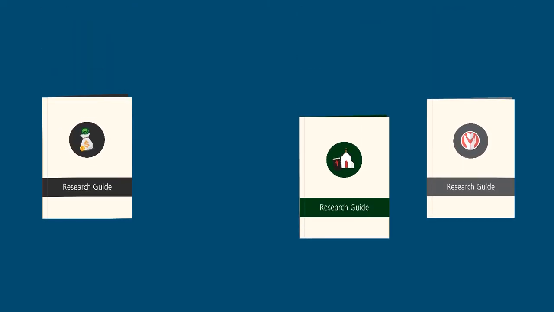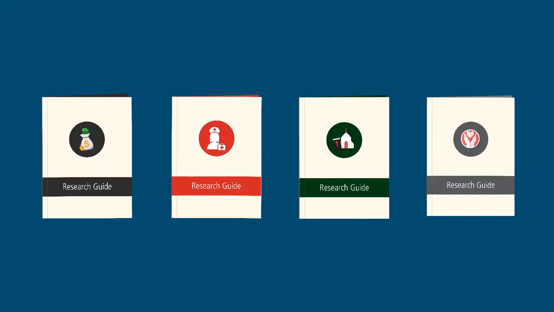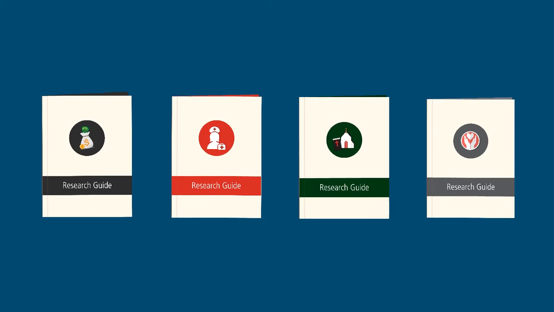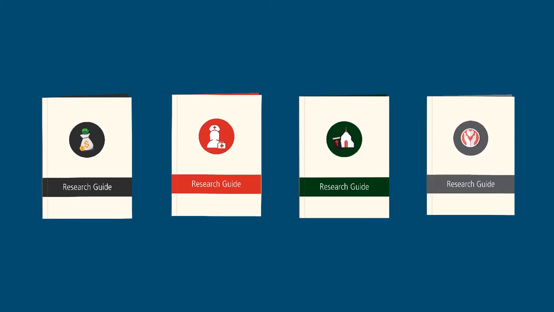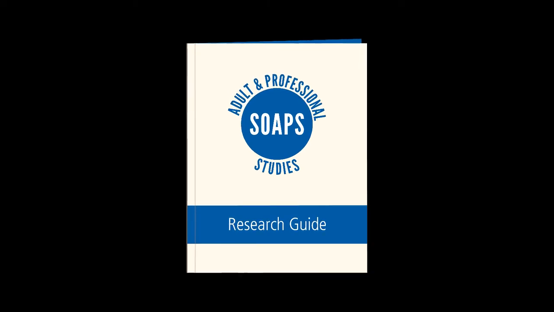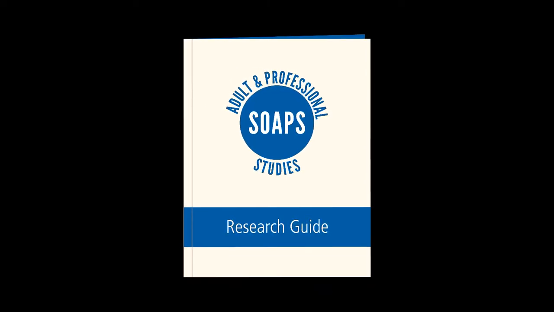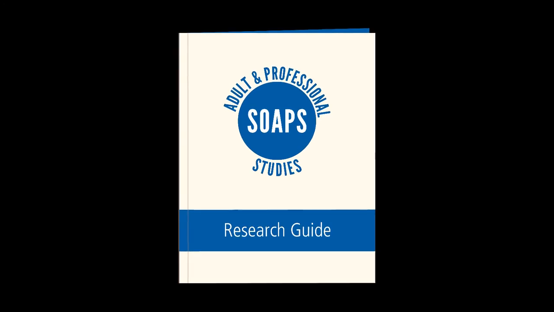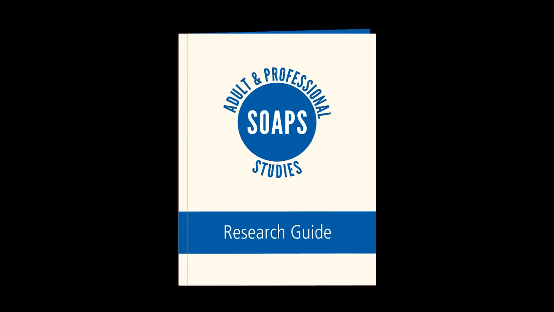Research guides are designed by librarians for each discipline and serve as a starting point for your research. They all have the same look and layout, but are tailored to fit each discipline. The School of Adult and Professional Studies, or SOAPS, Research Guide is designed both for the program in general and for each degree offered in the SOAPS program.